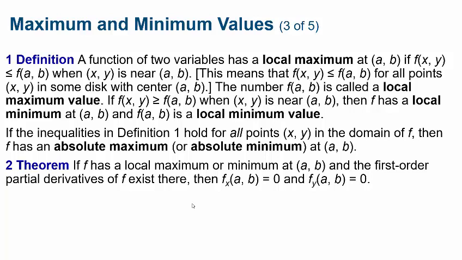All right, so how do we find these local extrema? This leads us to theorem number 2 here. If f has a local maximum or minimum at a, comma b, and the first order partial derivatives of f exist there, then you will have the following. The partial derivative with respect to x evaluated at a, b is equal to 0, and the partial derivative with respect to y evaluated at a, b is also equal to 0.